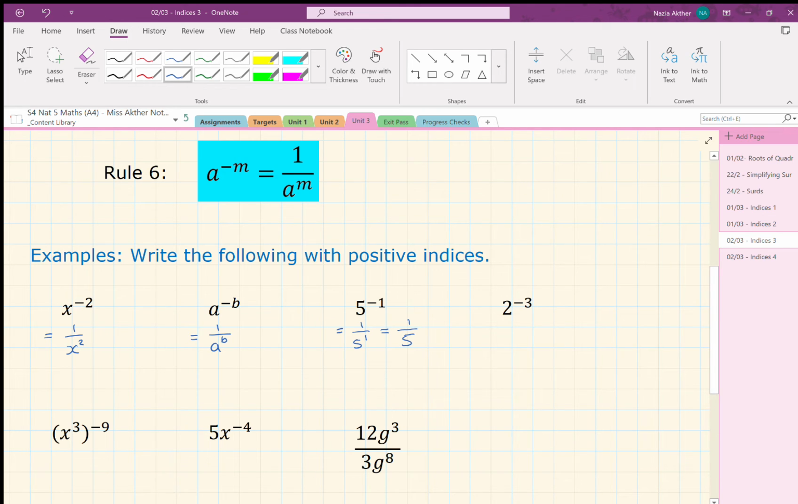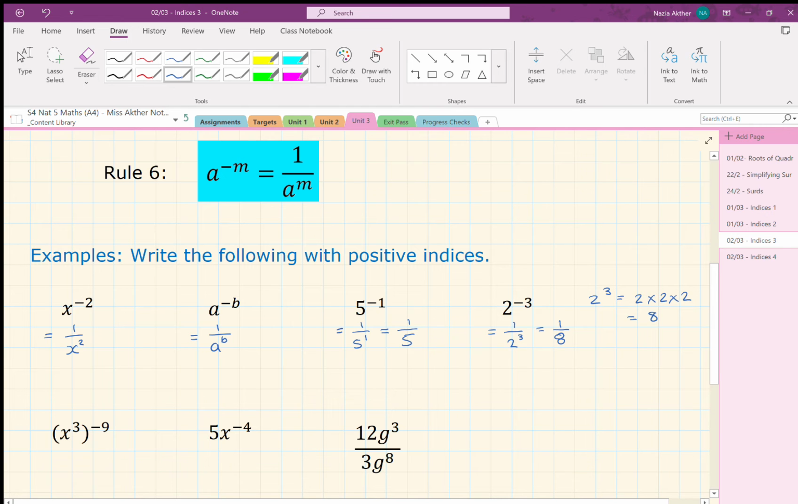In the fourth example, we've got 2 to the power of negative 3. To change that into a positive power, I can write it as 1 over 2 to the power of 3. Now I know that 2 to the power of 3 is the same as doing 2 times 2 times 2, and that is equal to 8. So this can be written as 1 over 8.